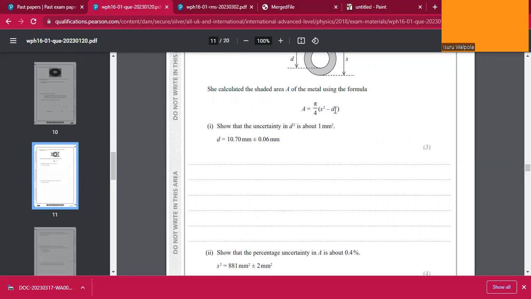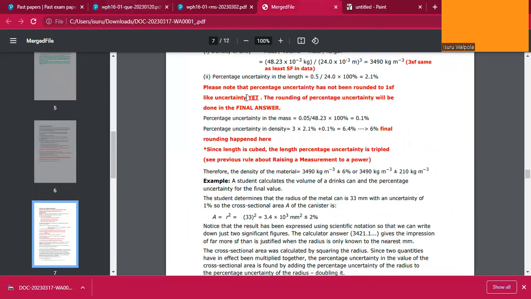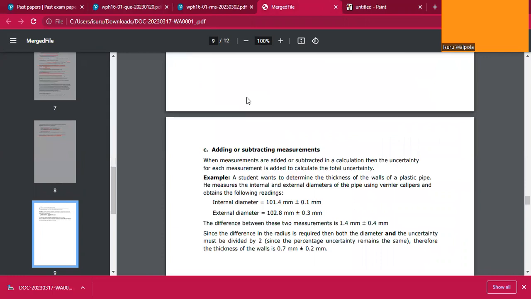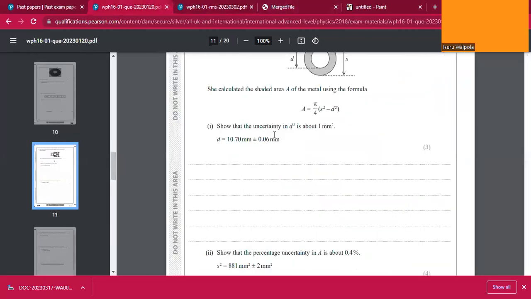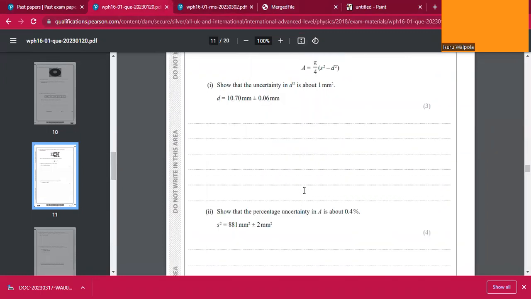Now, here we have a subtraction. So we follow the rule for subtractions, which is that the uncertainty for each measurement is added to calculate the total uncertainty. So we add the 1.3 for this one with the 2 for this one, and we get 3.3. That is the uncertainty of the S squared minus D squared part only. So let me write this down.